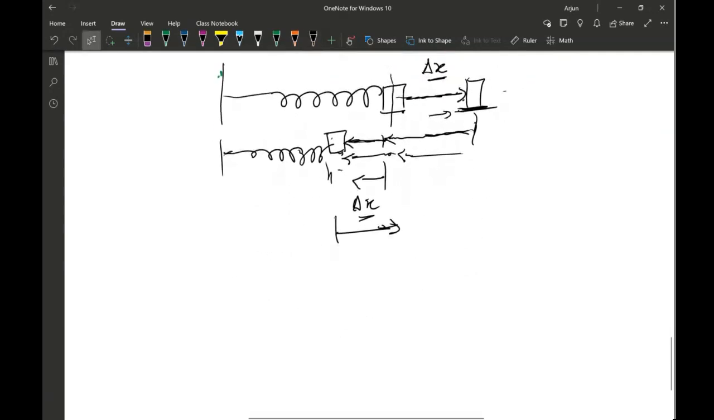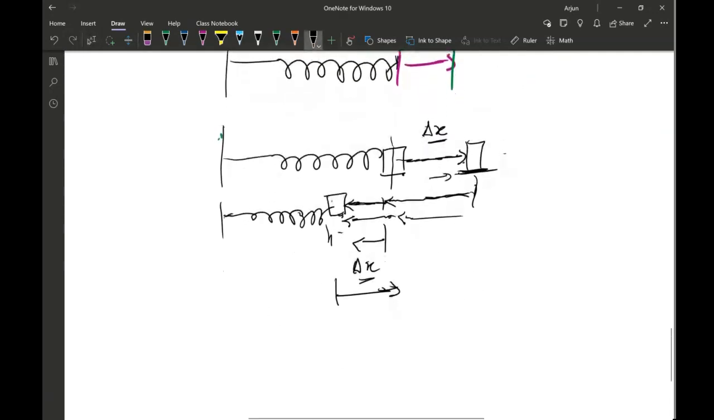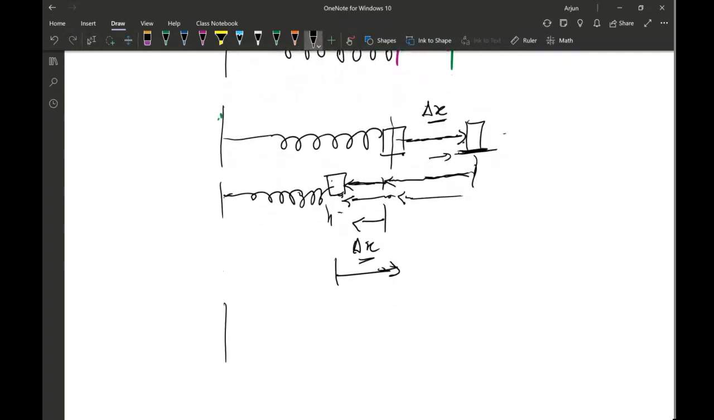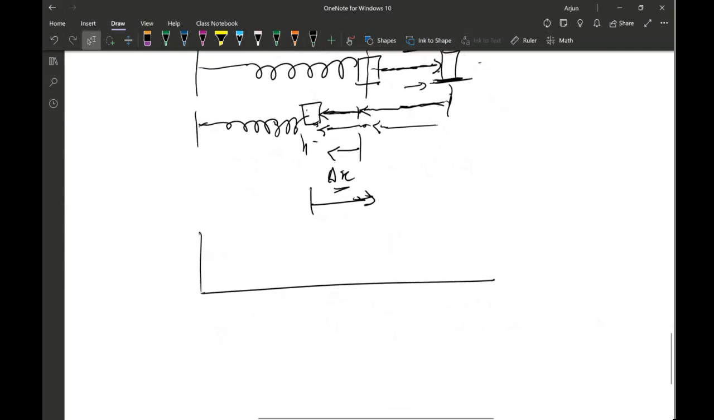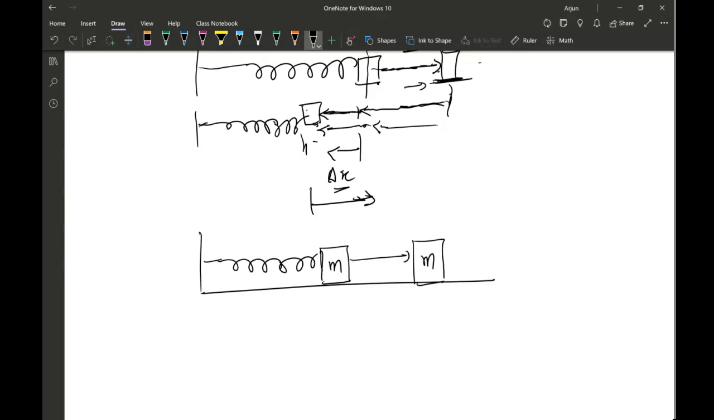Now, let's talk about the forces on this kind of a system, because that's what we said, that we're going to talk about the spring force and spring energy too. So let's say this is a spring, and there is a mass attached to it. You stretch it in a forward direction, it reaches this position. This is the mass.